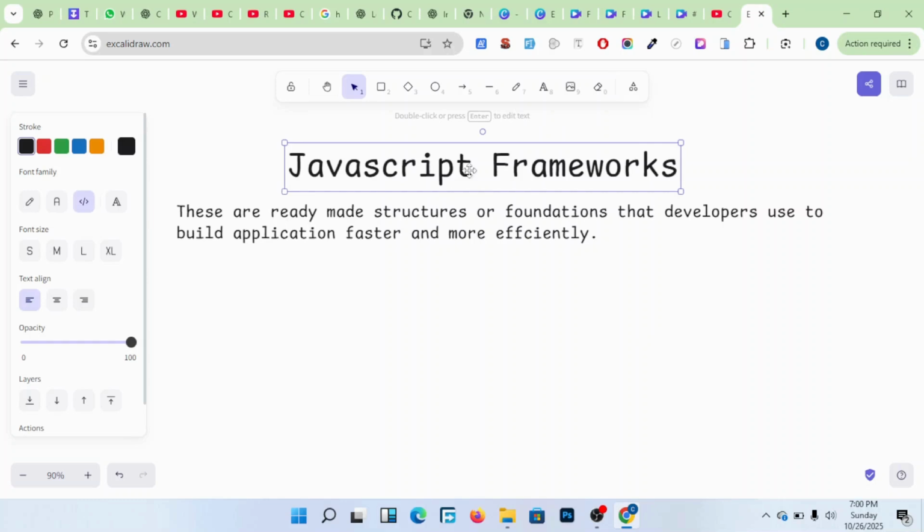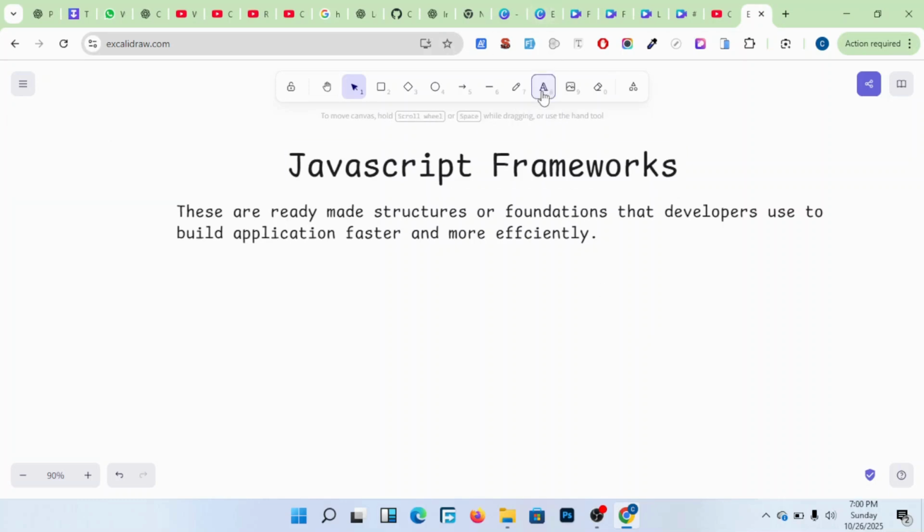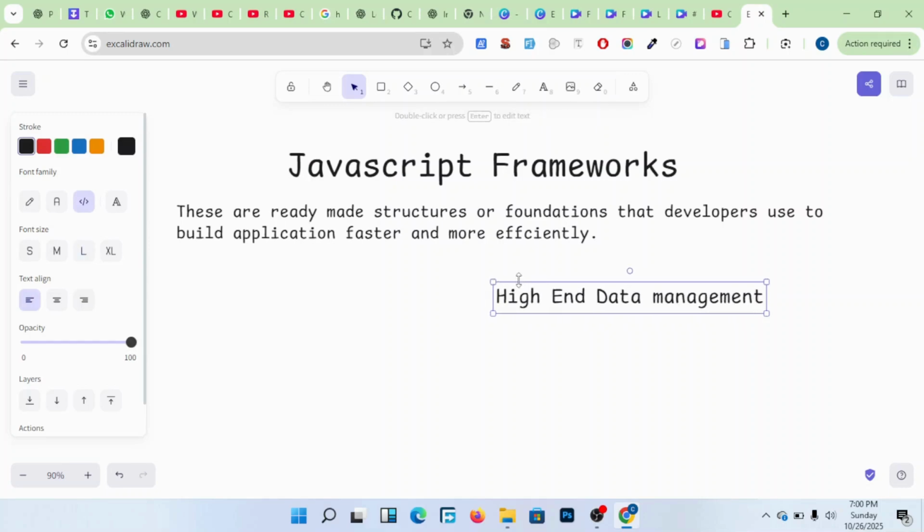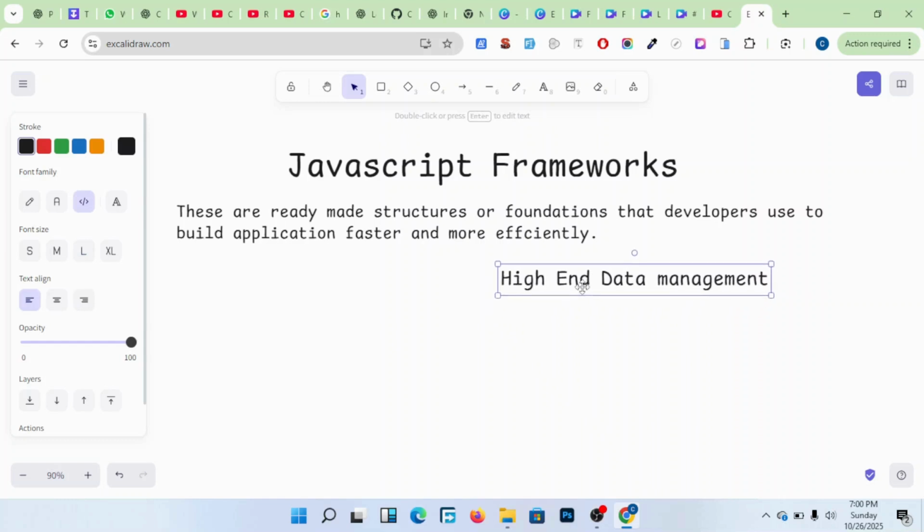So members, when we dive into complicated concepts, for example, high level or high end data management, we shall need to use some of these frameworks. Plain JavaScript will not help us. We cannot go far with plain JavaScript. We shall need frameworks, for example, for managing data on big servers, where we have authentication.